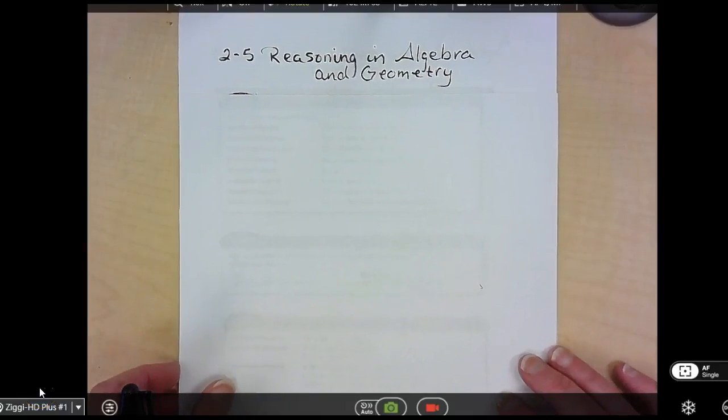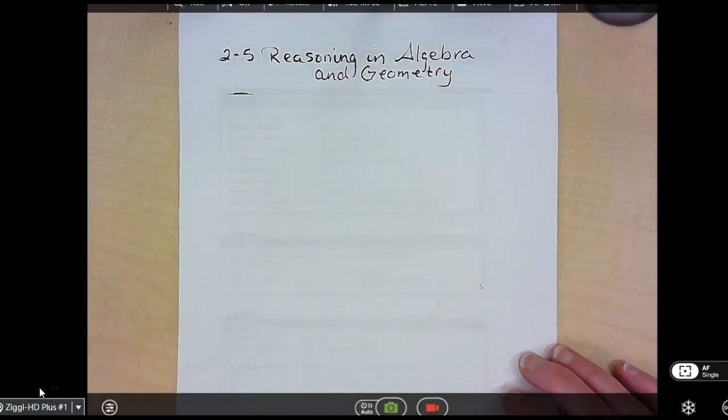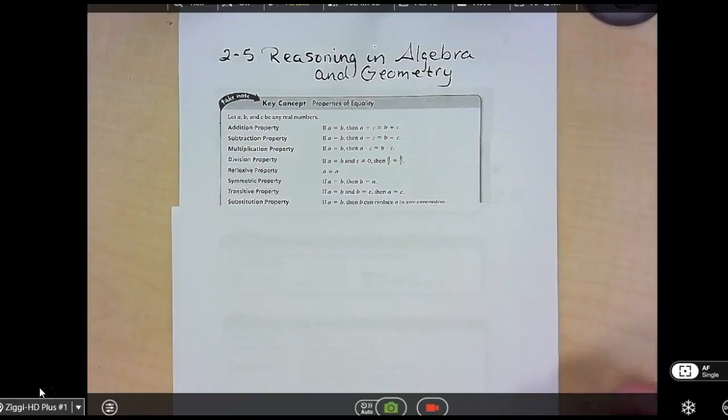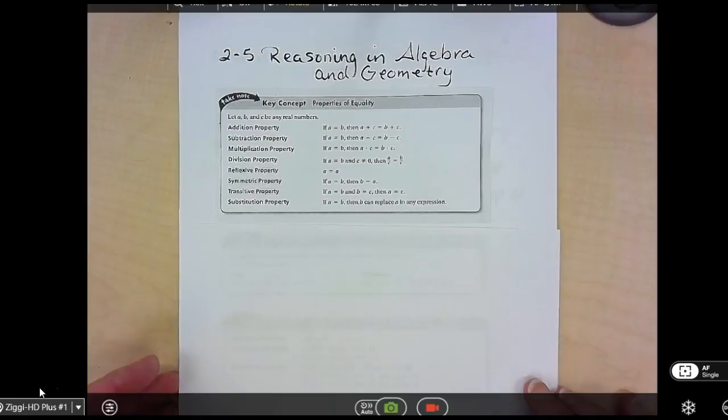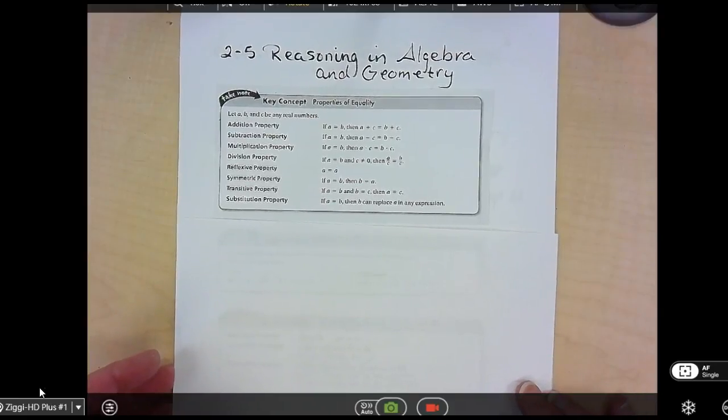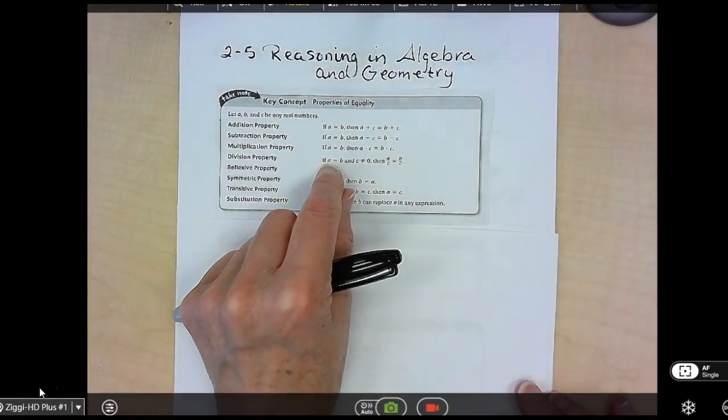Okay, 2-5 deals with reasoning in algebra and geometry. So what we're starting here is our section on going through proofs. And with proofs, you always have to be able to justify every step. Some of them are simple steps, some of them are more difficult steps.